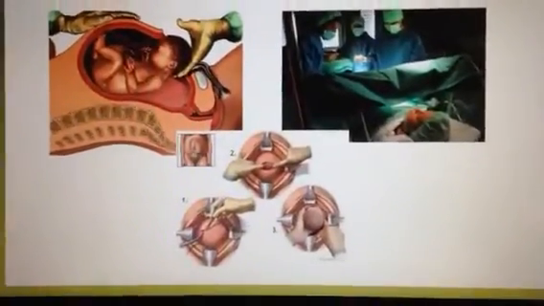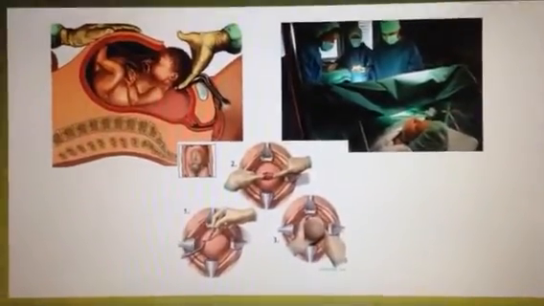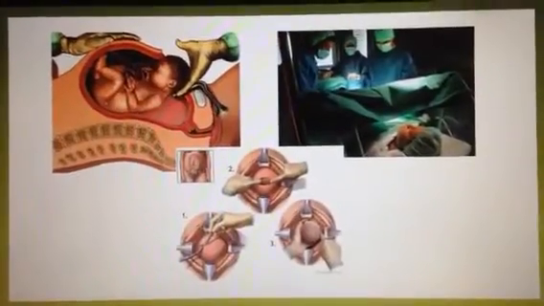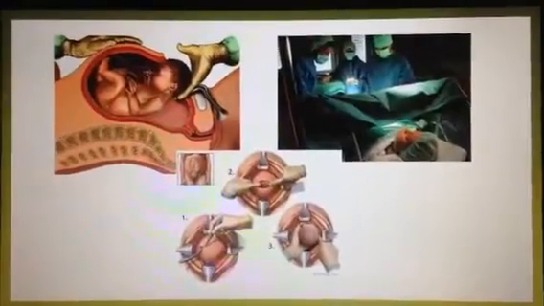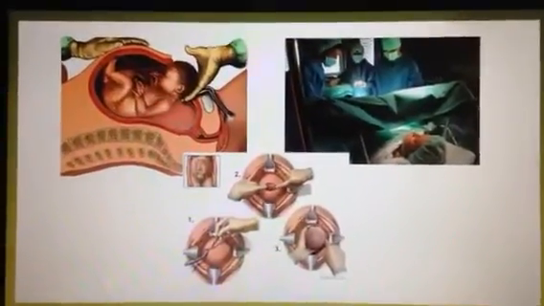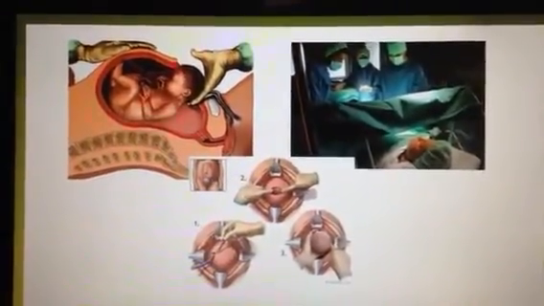So these are just a few pictures I found. Top left is just a depiction of a C-section. The top right, that's how the patient's going to be draped for the surgery. So you can see that she really can't see anything and doesn't know what's going on down there.